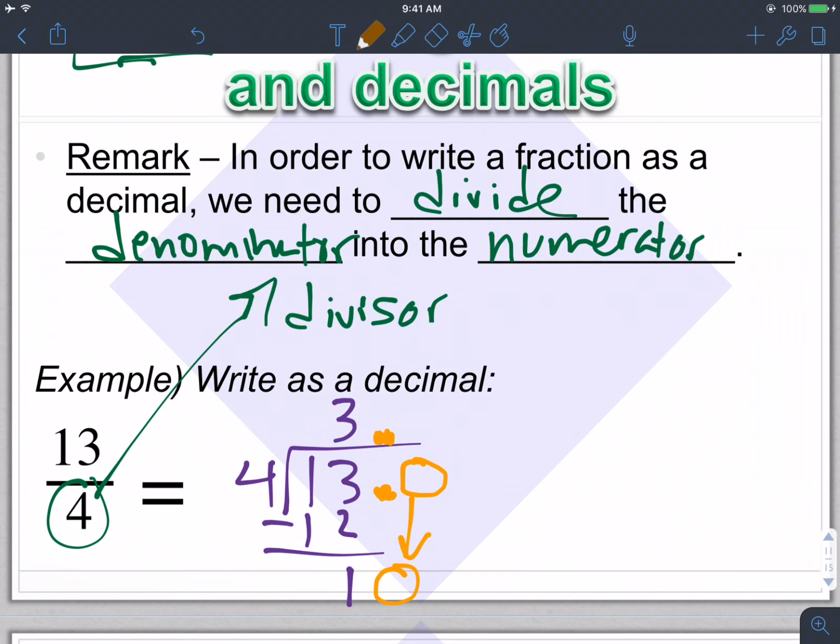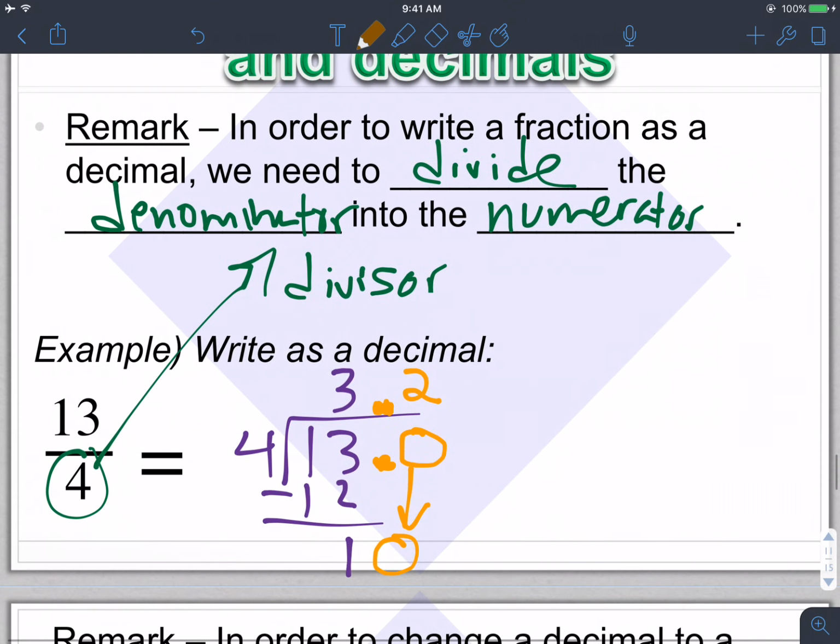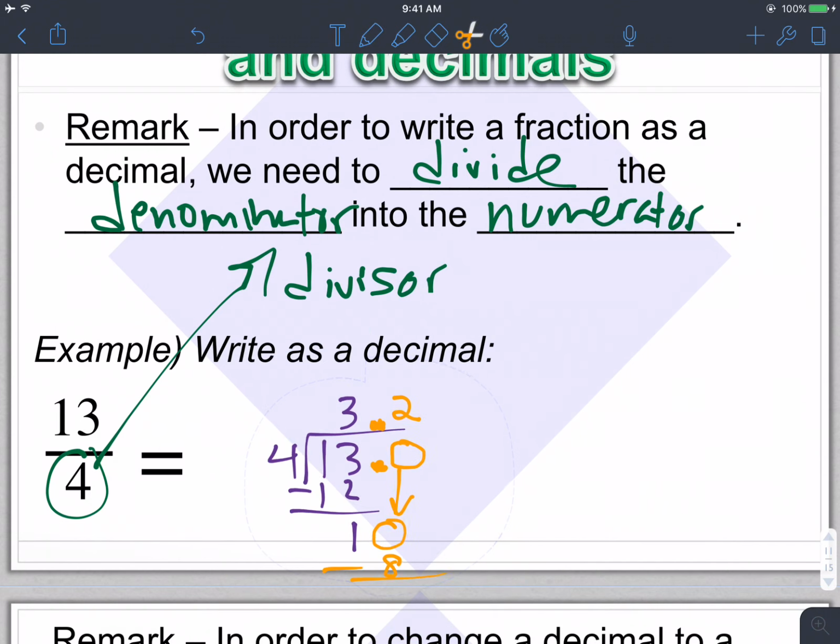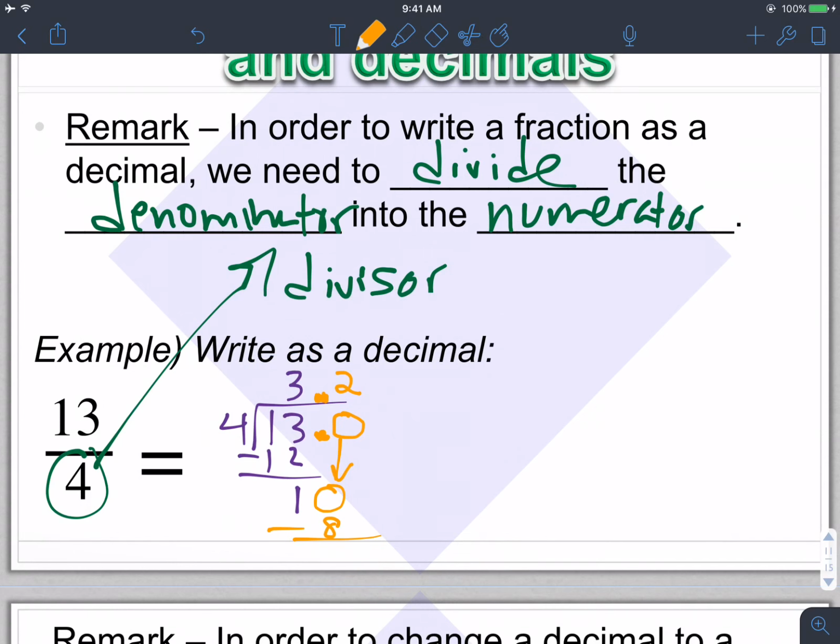So far so good? Okay. 4 goes into 10 2 times. 4 times 2, 8. Subtract. Sorry, I'm running out of room. Add another 0. And now I think I'm going to have a nice ending to it. 4 goes into 20 5 times. And I'm finished.